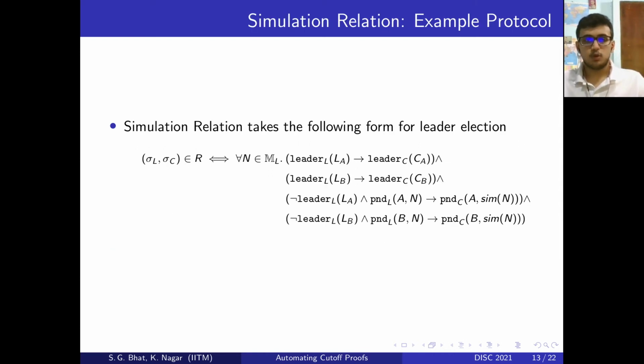For our example protocol, the abstract formula provided above takes the concrete form shown here. We can see from the formulation that the simulation relation preserves the violation. That is, if LA and LB are elected as leaders in L and the correctness of the simulation relation has been established inductively, then CA and CB are also elected as leaders in C.